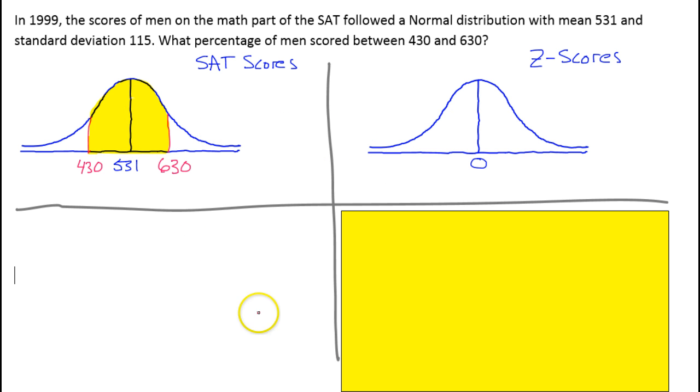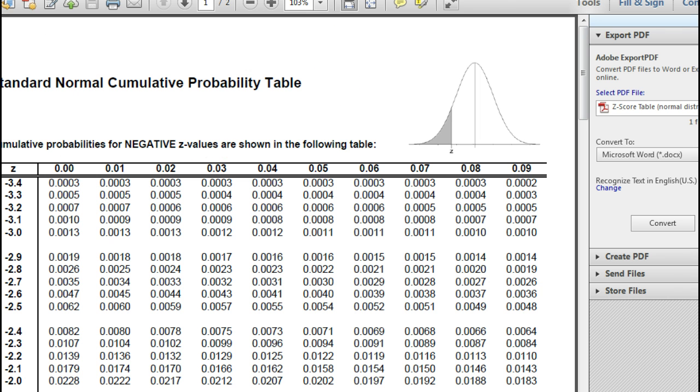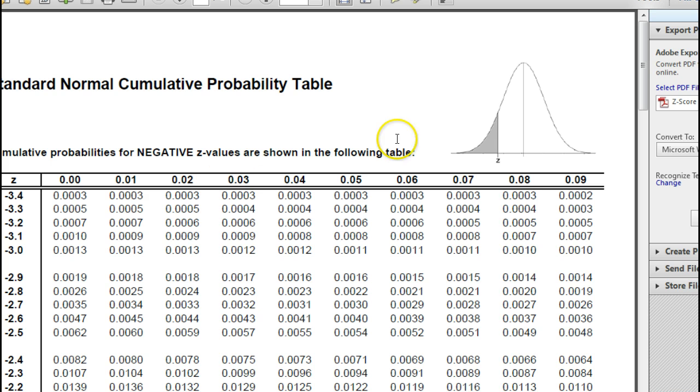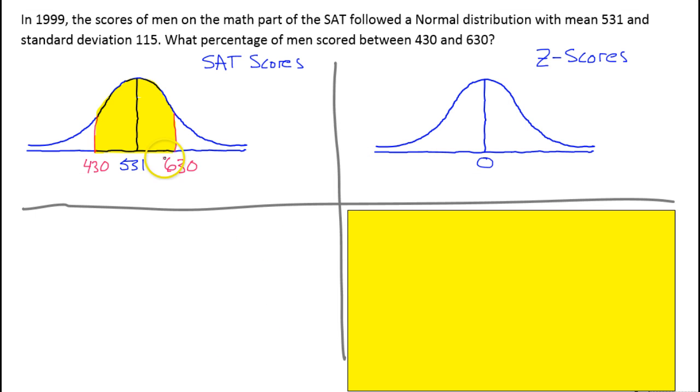Now, we have a chart that will help us find the percentages when we're dealing with z-scores. Let me show it to you. This chart gives the percentage of the data that's to the left of any z-score. And that's all we really need to know to answer these types of questions. Now, here's the thing. We've got this chart that will give us percentages of the data relating to z-scores. But here we don't have z-scores, we have SAT scores. So the first thing we have to do is convert these SAT scores into z-scores, and then we will put them on our z-score graph.